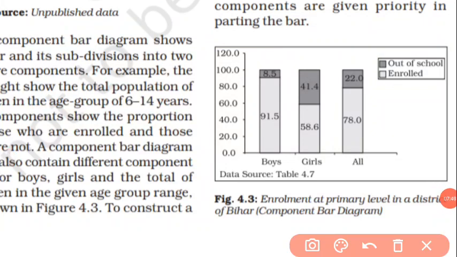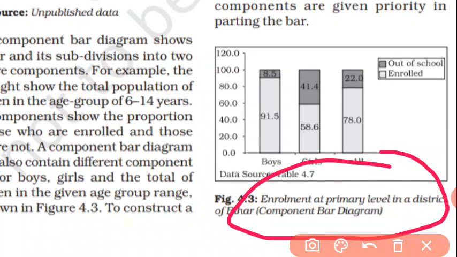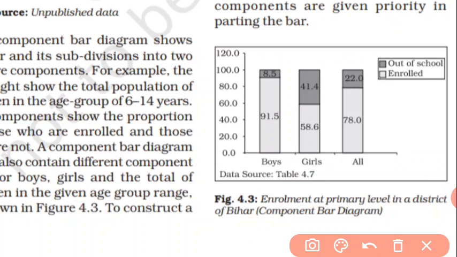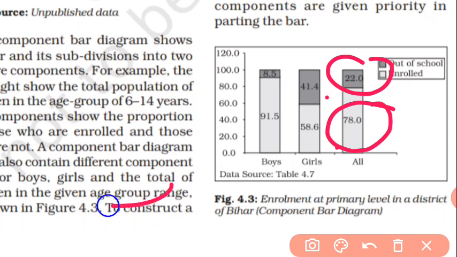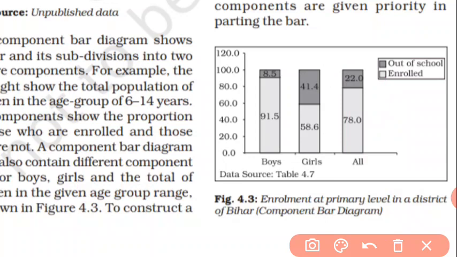You can see another example here, beta, of a bar diagram. Enrollment at primary level in districts of Bihar. Okay, it is a component bar diagram. The dark section is out of school, and the lighter color is enrolled in school. Among boys 91.5 are enrolled, 8.5 are not enrolled. Whereas among girls 58 are enrolled and 41 are not enrolled. So overall 78% of all the students are enrolled, whereas 22% are not. So by the help of a bar diagram it is easy to understand and easy to look at the pattern, what the trend is going on. Okay.